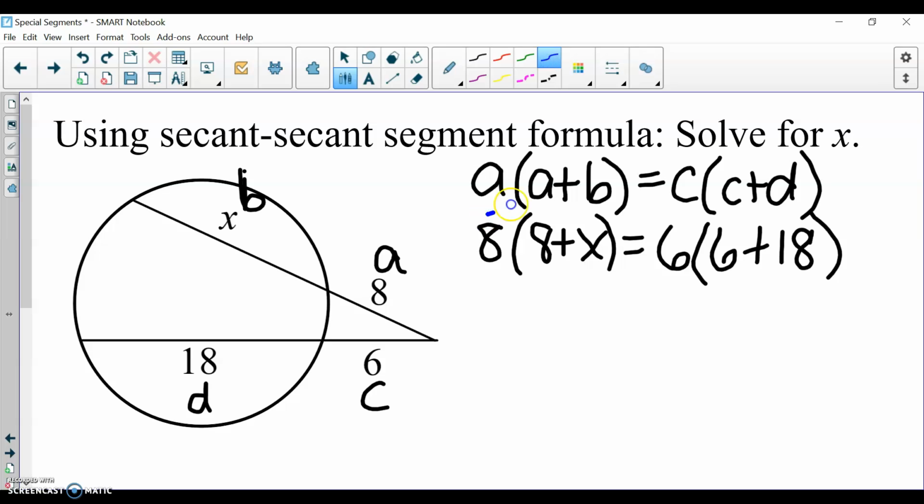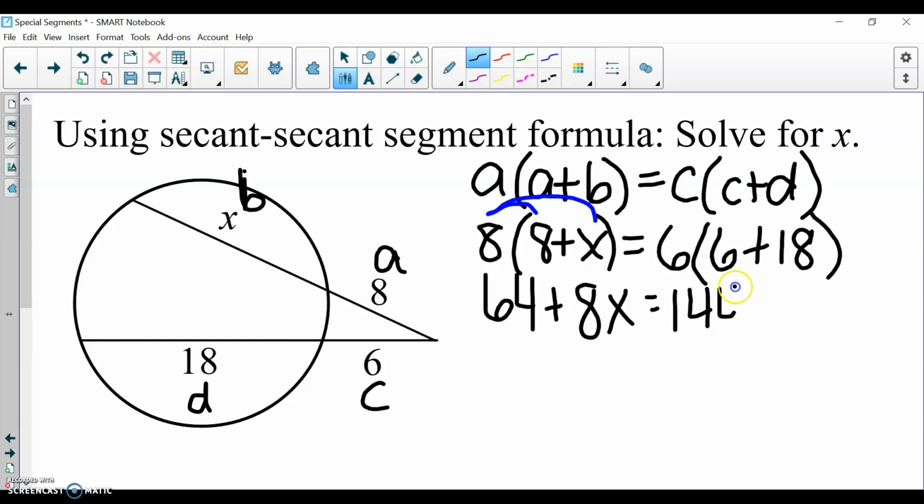Right. So on the left side, you do have to distribute because you have the variable inside the parentheses. So 8 times 8 is 64. 8 times x is 8x. On the right side, you don't have any variables. If you want to distribute and then combine, you can. Otherwise, this could really all just be typed into your calculator, and we do end up with 144.